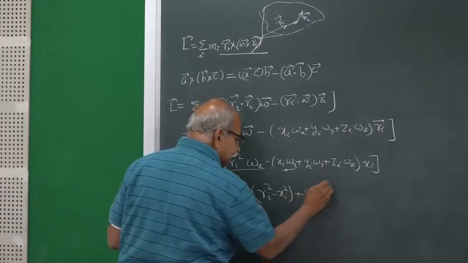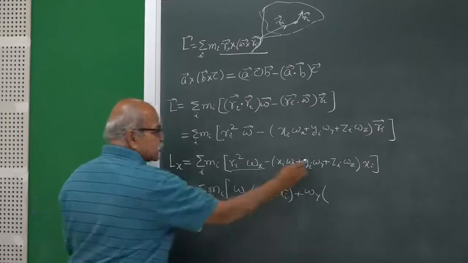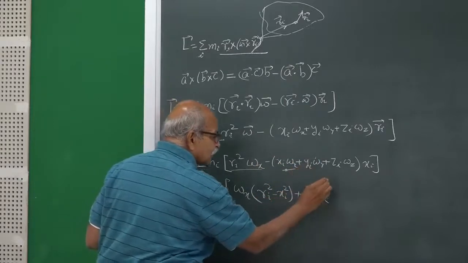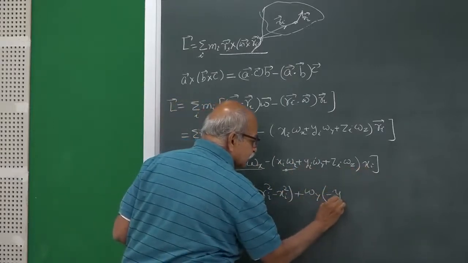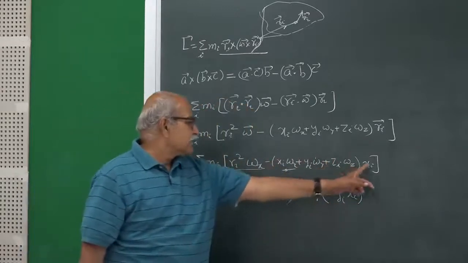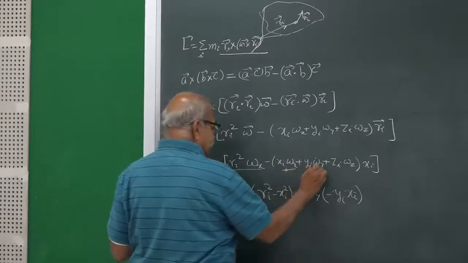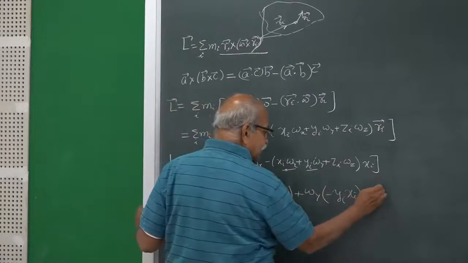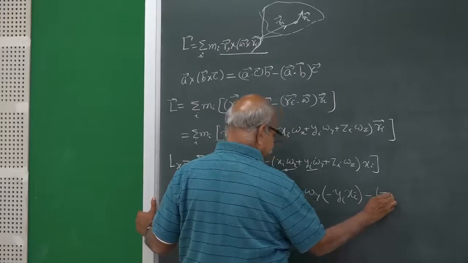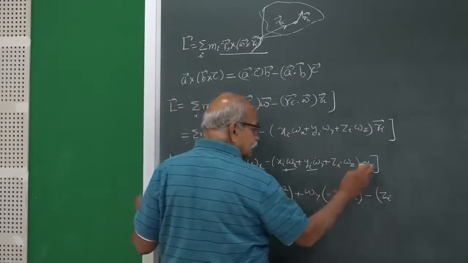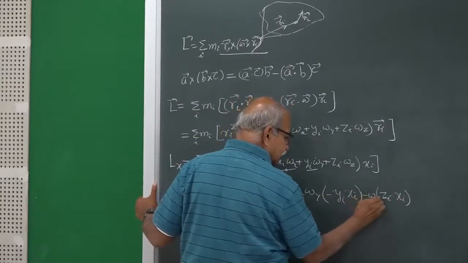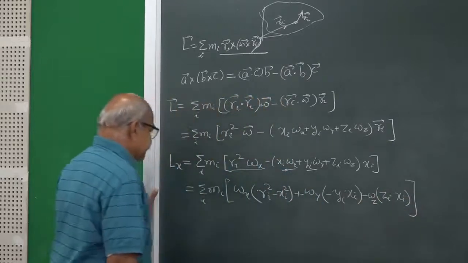Plus omega_y. Where is omega_y? Here is omega_y, the only place. So, it is minus y_i and x_i, just multiplication here. I have taken the omega_y part, and the only term left is minus z_i x_i times omega_z; omega_z I will be writing outside. So, minus x_i and this omega_z. That is it.